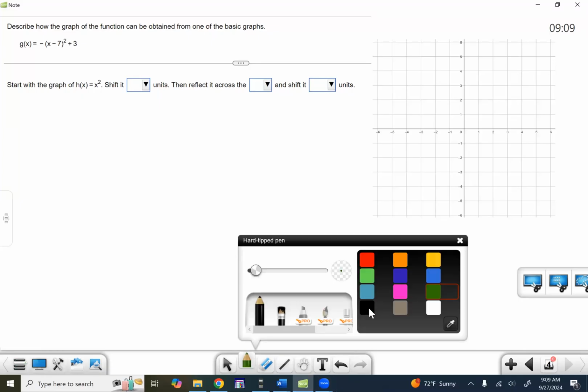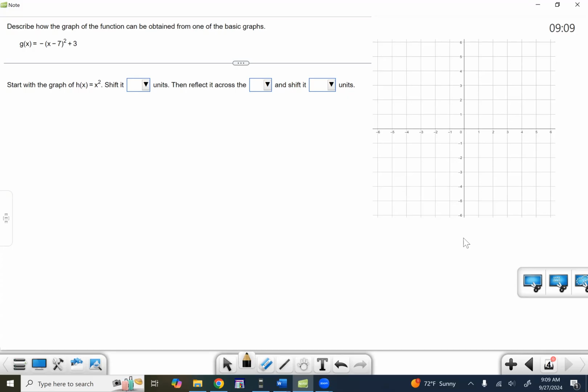Okay, let's take a look at number 11. It says, describe how the graph of the function can be obtained from one of the basic graphs. So we know that our parent function is going to be x squared. So we want to figure out how g of x changes or transforms x squared. So let me first start by graphing x squared up here.